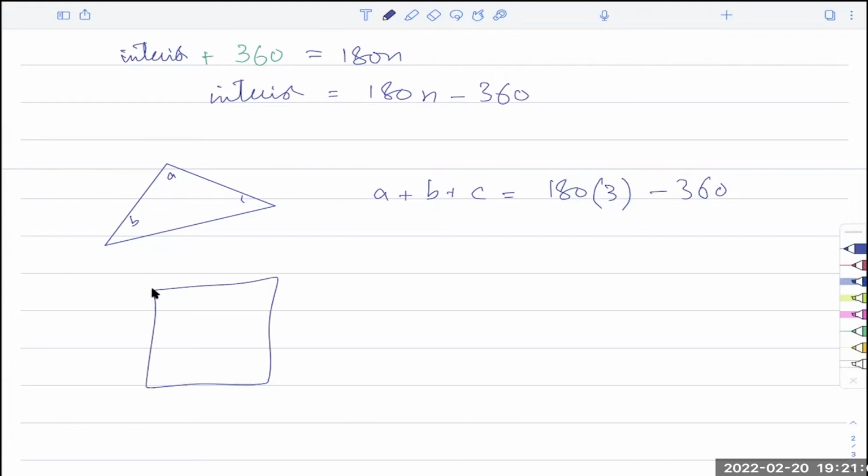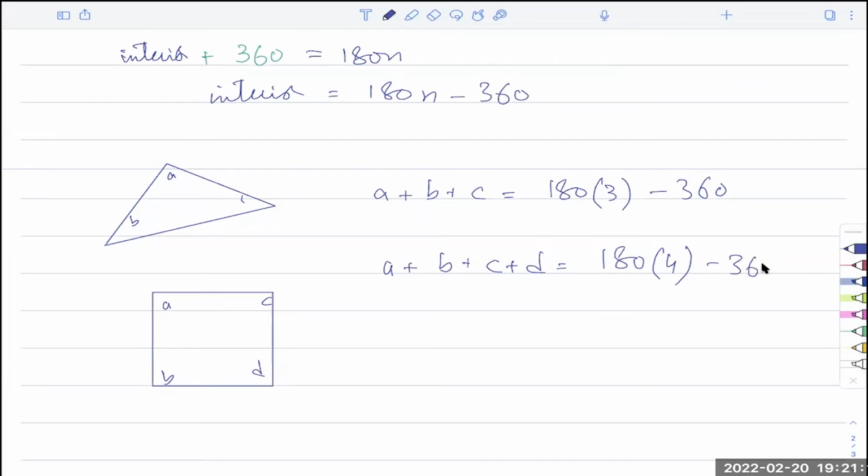If I had a square or a rectangle and I name these A, B, C, and D, then A plus B plus C plus D will equal to 180 times 4 minus 360. Right? Now that's my sum of interior angles. And that formula is for that. That if I add all the interior angles, this is the formula I get.